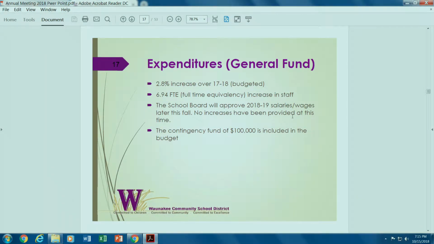Taking a look at the expenditure side, we are looking at a 2.8% increase over the 17-18 budget. When you take a look at what we move forward with additional staff, we have 6.94 full-time equivalents, increases in our staffing levels. The school board will be working between now and the November board meeting to solidify a recommendation on our salaries and wages for this fiscal year. And our contingency fund is set again at $100,000.